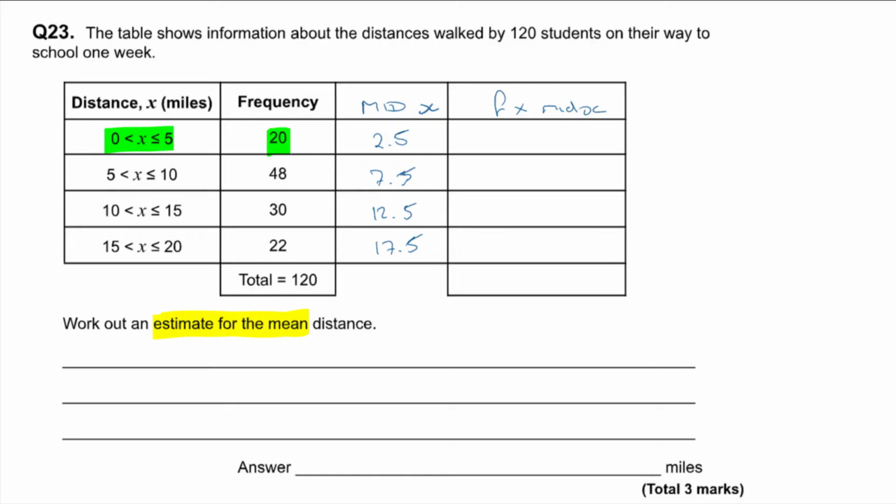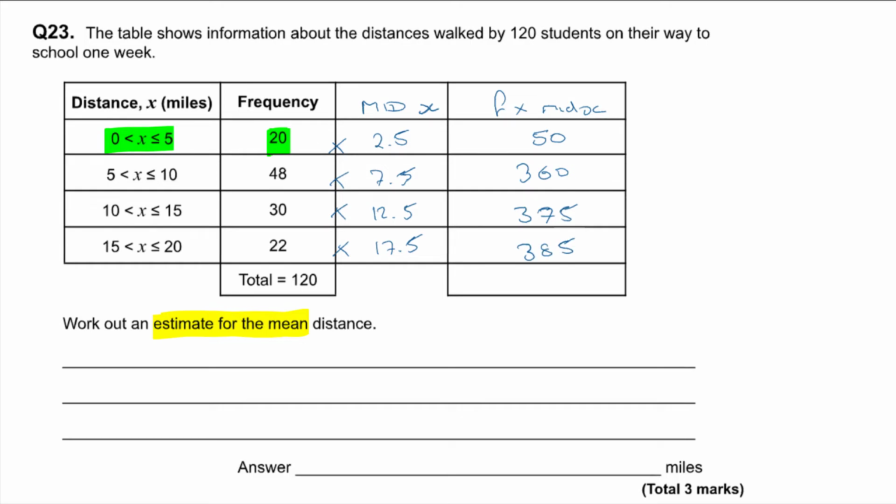So 20 students walked, we're estimating 2.5 miles each. If we multiply those, 20 times 2.5, that means we're estimating that those 20 students walked 50 miles between them. We're going to keep doing that down the table, just multiplying these together all the way down. So 48 times 7.5 comes out to be 360. 30 times 12.5 comes out to be 375. 22 times 17.5 comes out to be 385.